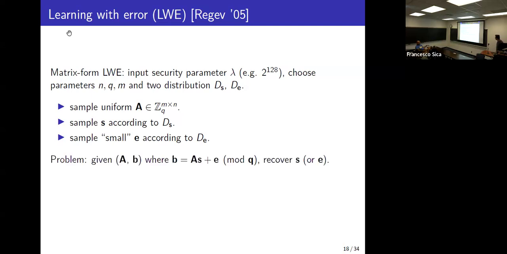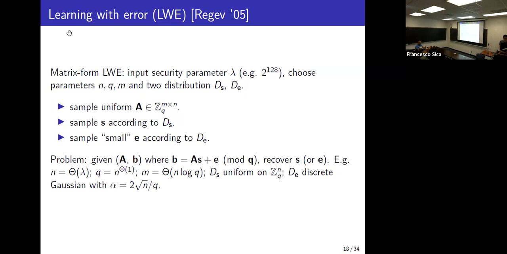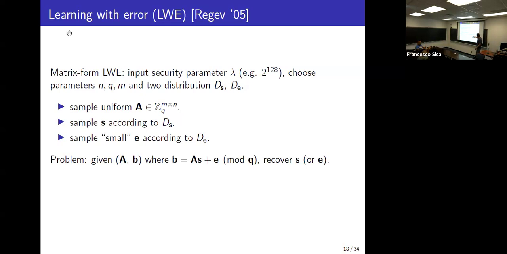So the problem is really similar to the decoding problem, where given A and B, B equals AS plus E. The only constraint is that E has to be a short vector in some geometry. So the question is to recover either S or E. If I recover S, of course, I can compute B minus AS equals E. And if I recover E, there's going to be some condition on A that makes sure I can recover S, which basically means the solution for S is unique.